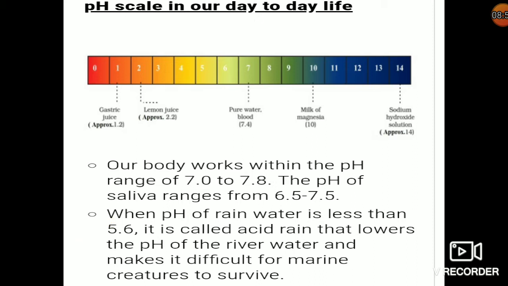Second point, the pH of rainwater is less than 5.6. Then that rain is called acid rain. The acid rain runs up to the neighboring water bodies or into the river and makes the river water and the water in the water bodies acidic, and it impacts the survival of the aquatic creatures or marine life.